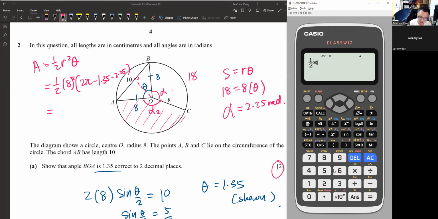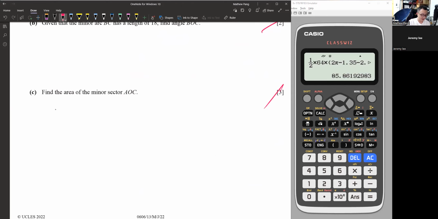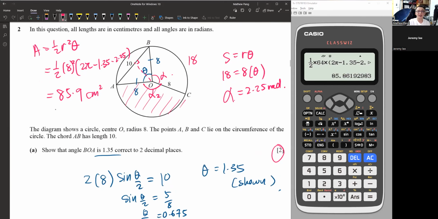1 over 2, 8 squared is 64. Multiply this one, I will say 2 pi minus 1.35, which is the answer for A. And then minus 2.25, which is the answer for B. Okay, so area is 85.9. Depending on units, if it is centimeter, you just use centimeter square. In this case, cm square. All right, 3 marks done. Any question, Jeremy?